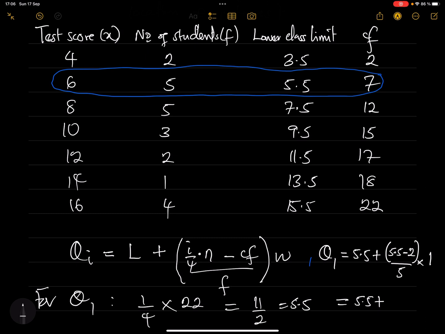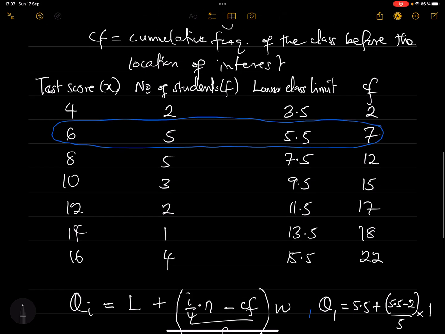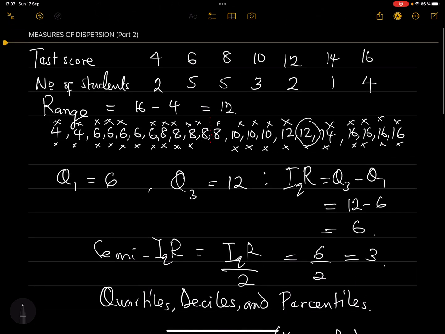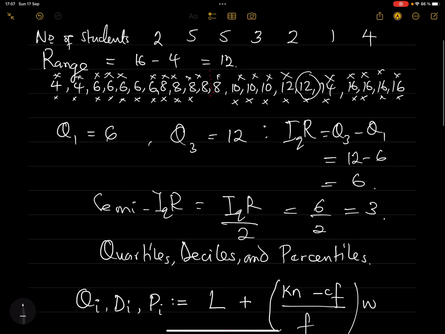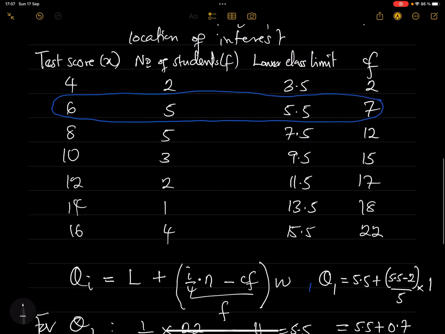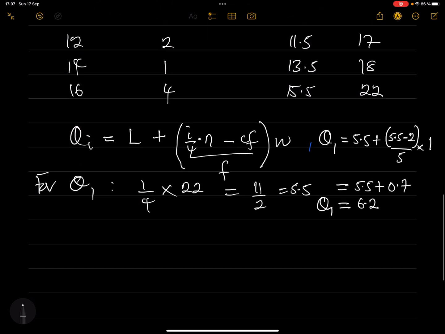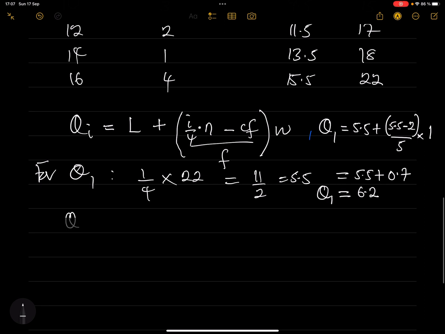Then 3.5 divided by 5, we get 0.7. So when you add this together, we get 6.2. So Q1 equals 6.2. Remember that we got Q1 earlier on for this particular data set, and we got 6. So this is an estimation. It gives Q1 to be 6.2. When you take this to discrete, it's going to be 6. But let us keep it as 6.2. So let's proceed now with Q3.